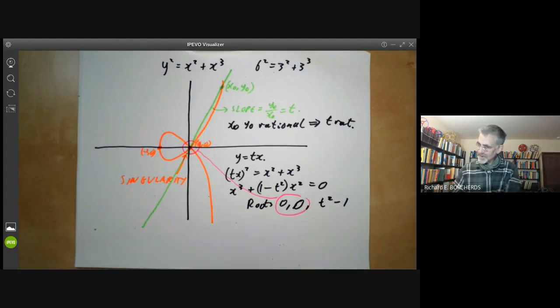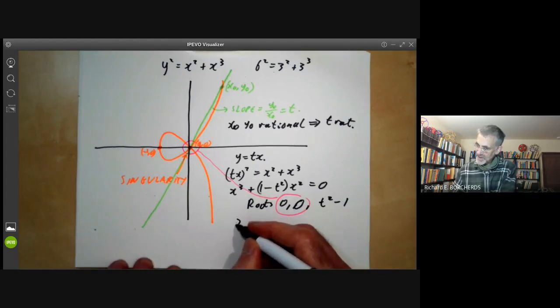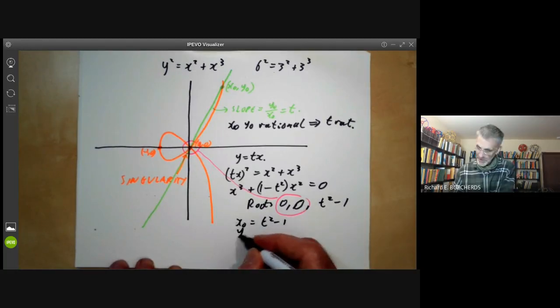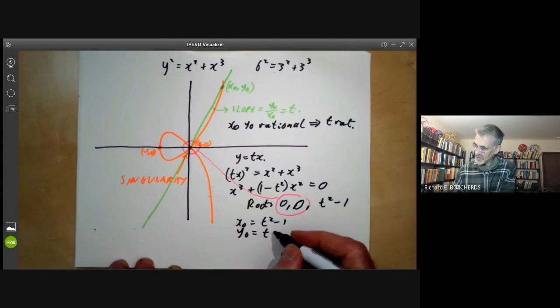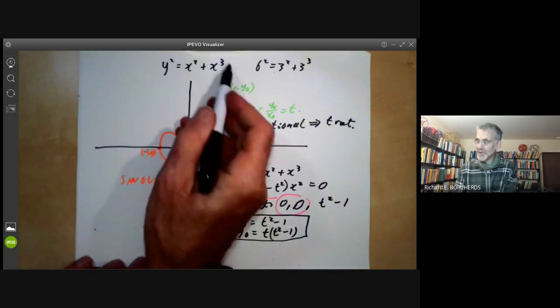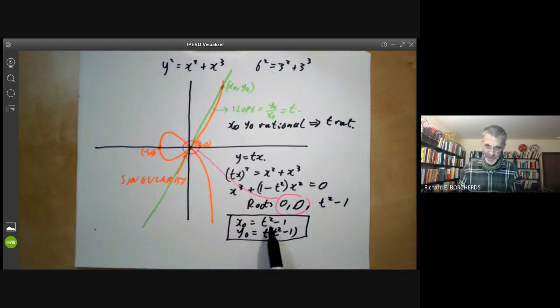So now we can solve this equation. We find x naught is equal to t squared minus 1, and y naught is equal to t times x naught, which is t times (t squared minus 1). So here's a way of finding solutions of this equation just by writing down rational numbers.